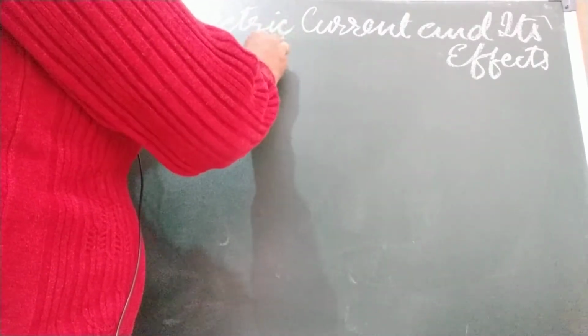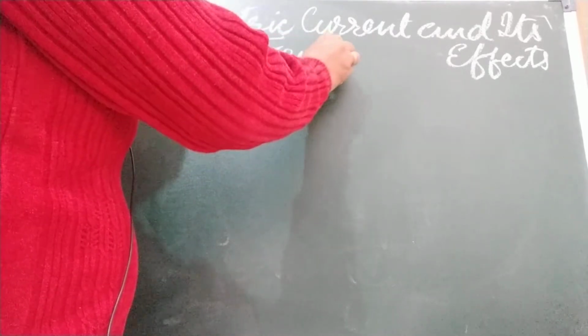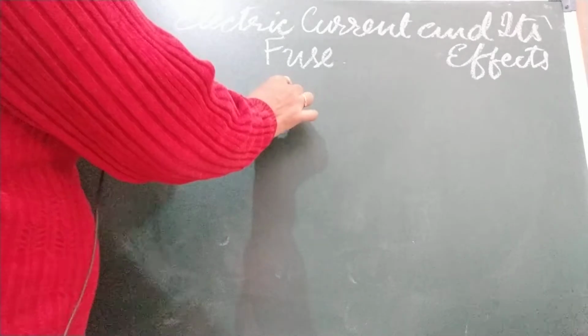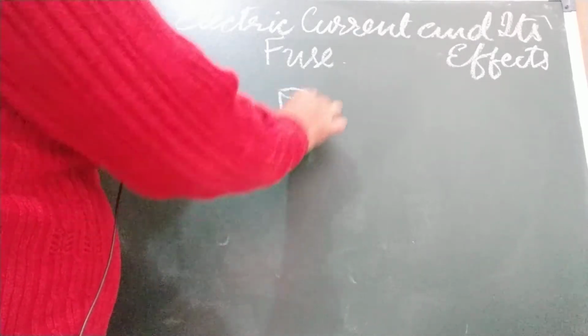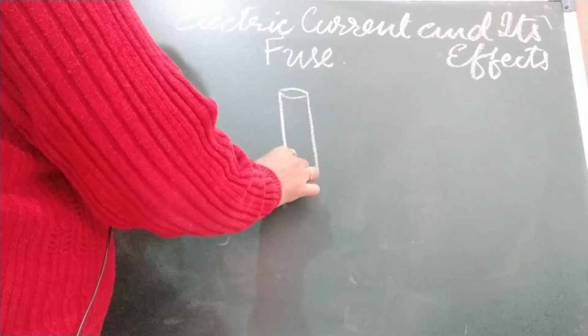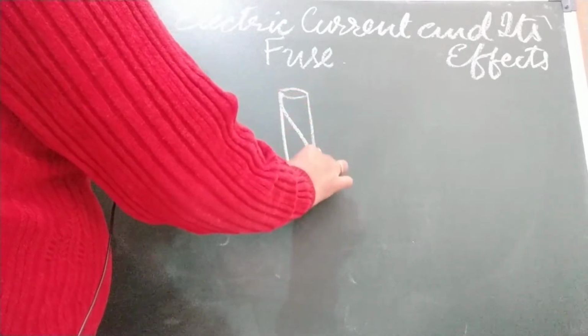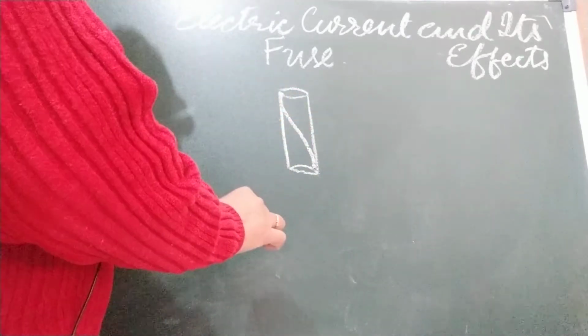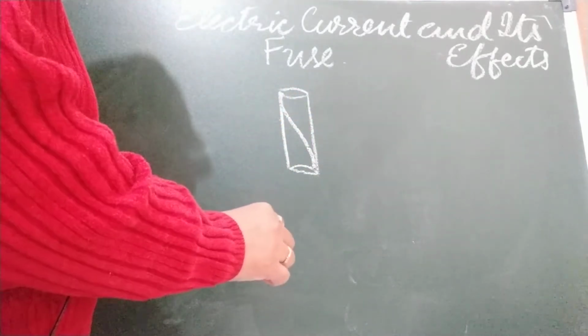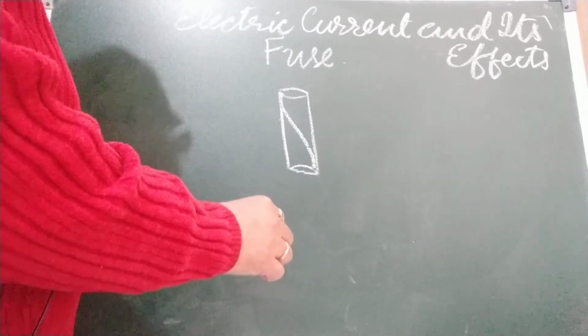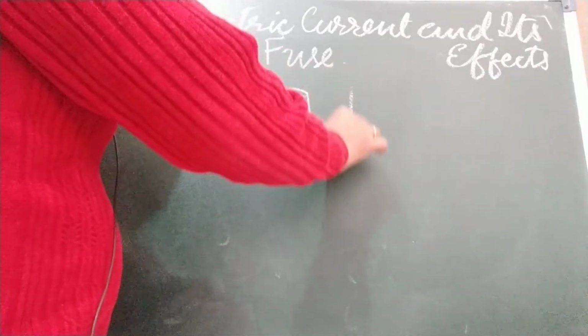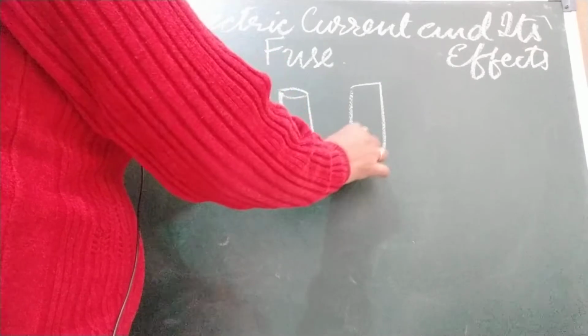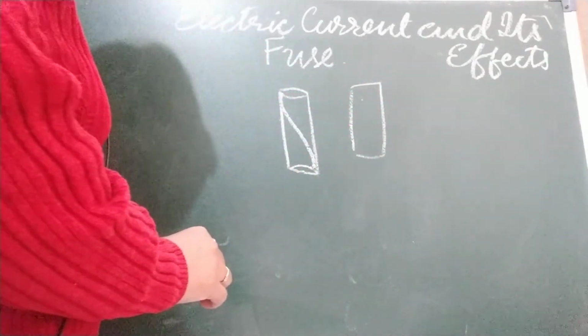Now children, the heating effect we also use in fuse wires. Fuse is a safety device. Nowadays this fuse is fitted in all the devices, like in our mixie, TV, so that it protects the devices. And you have also seen in our houses, in the mains, a porcelain box is there. What do we call that?